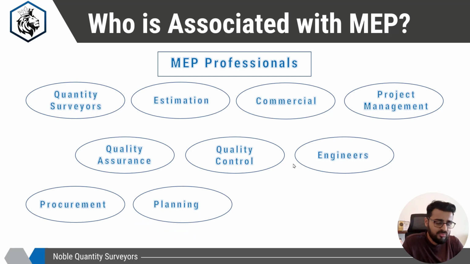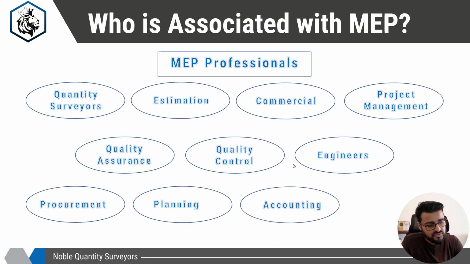The next one is planning. The planning department is the planners who will plan the total work of the project. Let's say, for example, if it is a 24 months duration project, then they are the ones who will divide it into different tasks and try to complete the project within the given construction timeline. Those are the ones who work as MEP professionals for the building construction works.